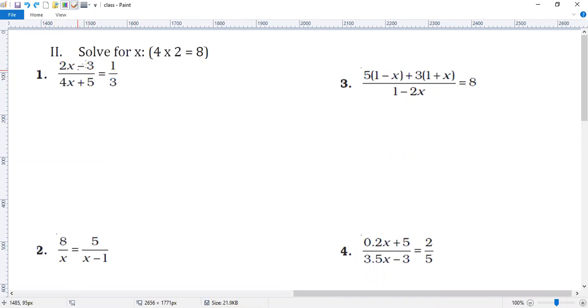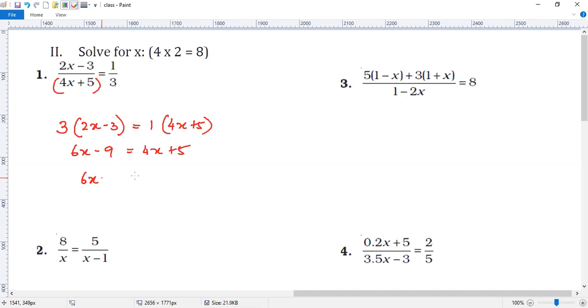So what will happen? You will take 3 to the other side. So you'll get 3 times 2x minus 3. Same way, when you take this 4x plus 5 to the other side, you will get it as 1 multiplied by 4x plus 5. So when you solve it, it will be 6x minus 9 is equal to 4x plus 5. And then this 4x goes the other side, it will be 6x minus 4x is equal to 5. And minus 9, when it comes this side, it becomes plus 9. So you'll get it as 2x is equal to 14 and x is equal to 7. So the answer for this one, x is equal to 7, if you have got it right, you get complete 2 marks for this question.